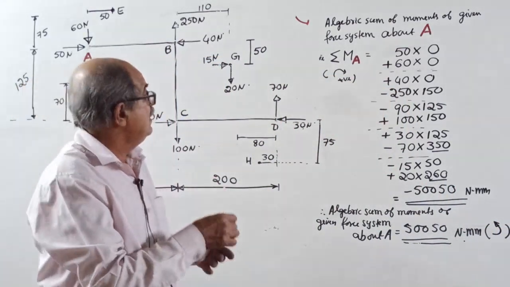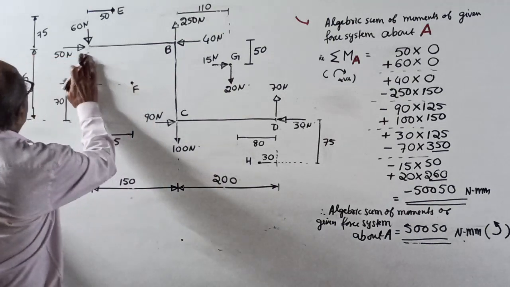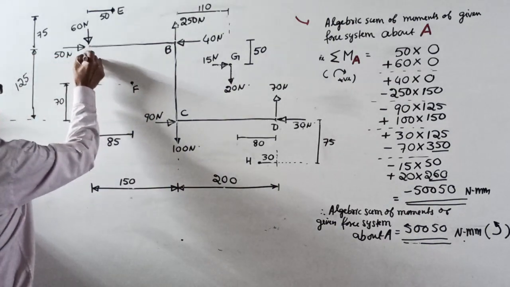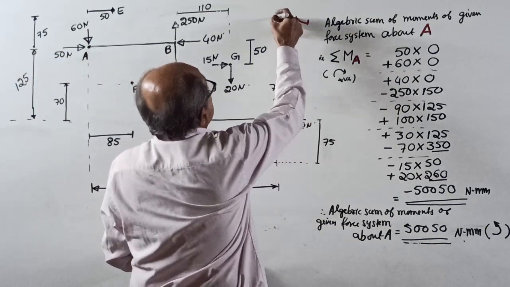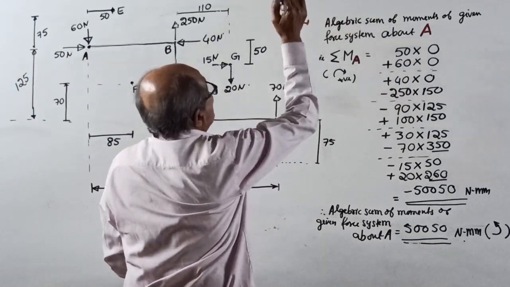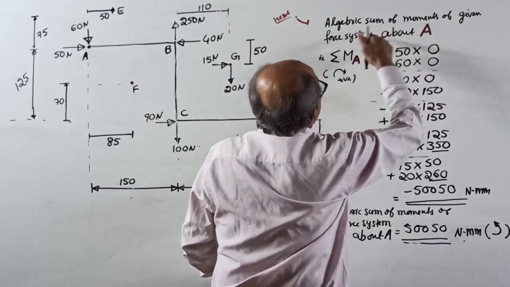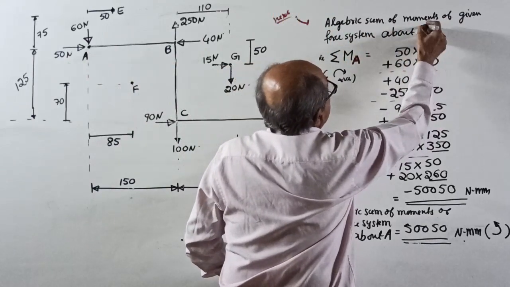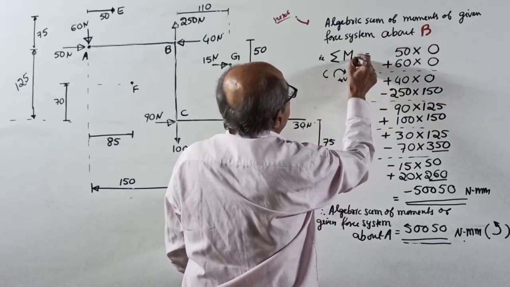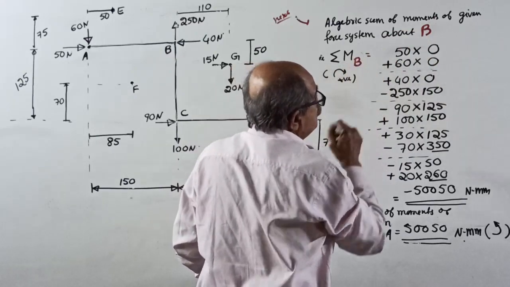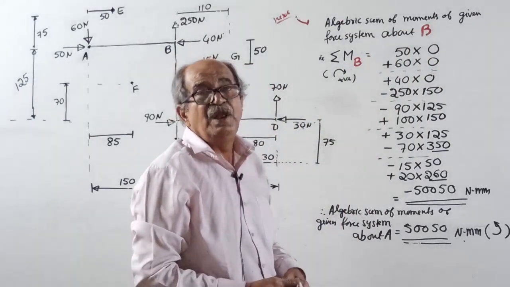Now I'll do one thing. A is over. I'll remove that red color and again put black color. Now I'll go for the second part. Okay, start. Next. Algebraic sum of moments of the given force system about B, that is sigma M about B. I'll do one thing now. There's a reason for doing it in front of you only.